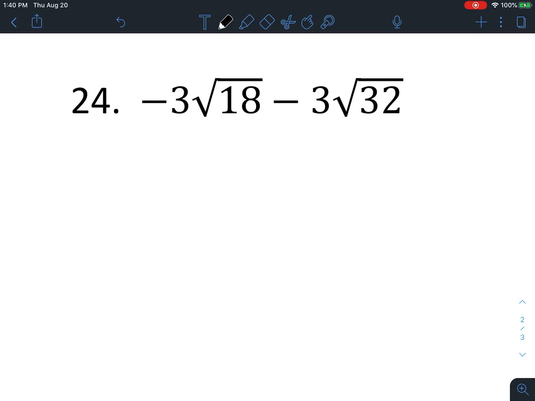24. Once again, two numbers that we can break down. So let's break them down. 18 is 9 and 2. 9 is 3 and 3.